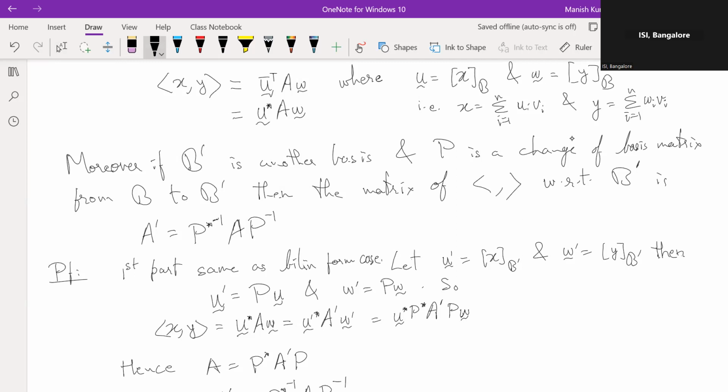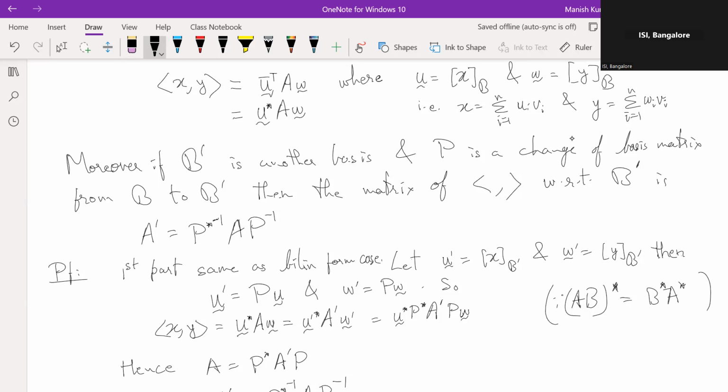So here we are, there are some properties, so we'll prove these properties. AB star is B star A star. Because we know what AB star is, it's just conjugate and transpose. So this is straightforward.